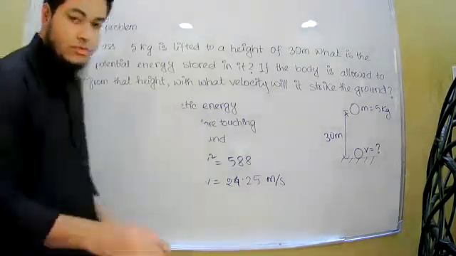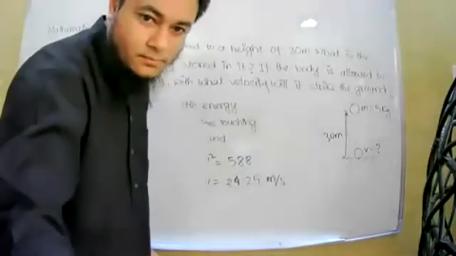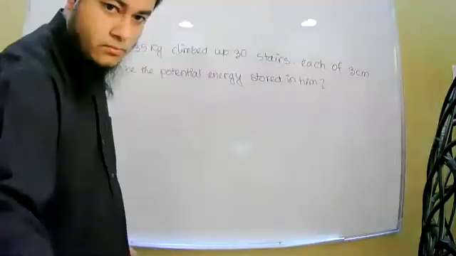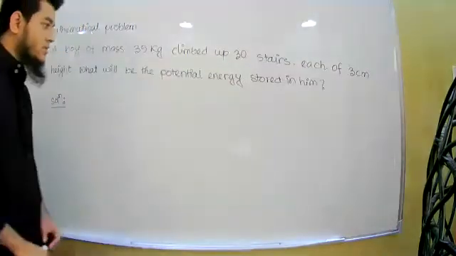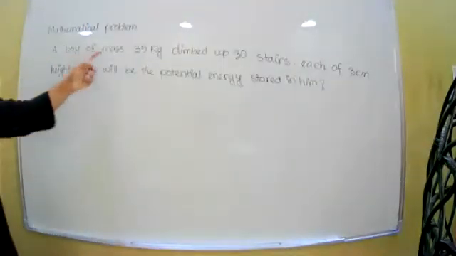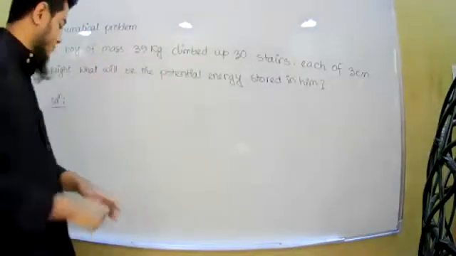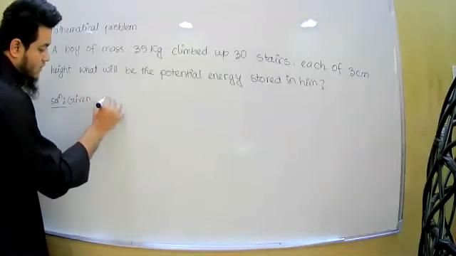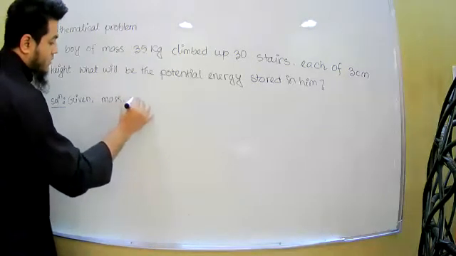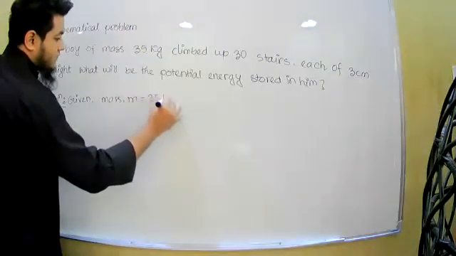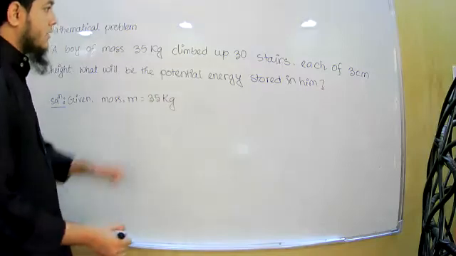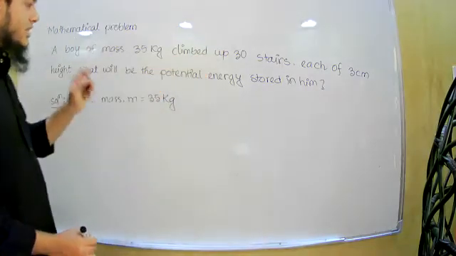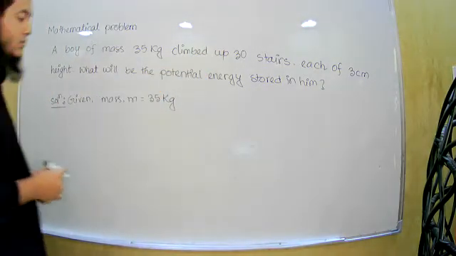Let me write the question on the board. Okay. So this is our question. A boy of mass, m is equal to 35 kg, climbed up 30 stairs, each of 3 centimeter height. What does that mean?